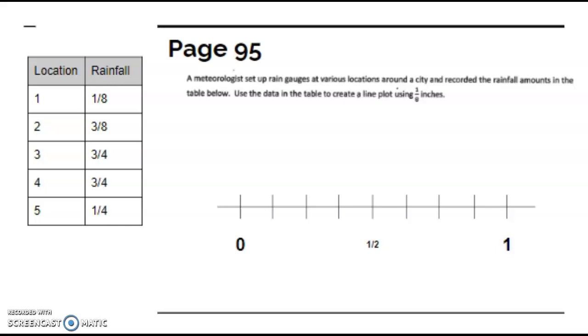So this means that I have 1/8, 3/8, 3/4, 3/4 again, and 1/4. So this is what his line plot looks like, at least for the first 5 of them, on page 95.